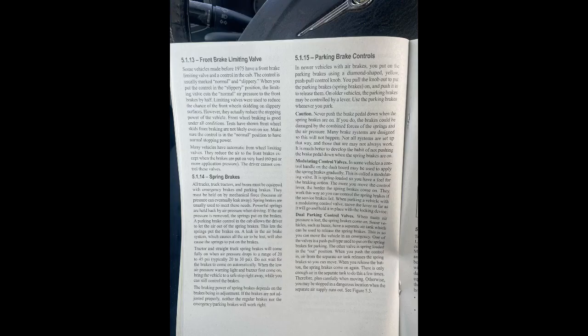5.1.13 Front brake limiting valve. Some vehicles made before 1975 have a front brake limiting valve and a control in the cab. The control is usually marked normal and slippery. When you put the control in the slippery position, the limiting valve cuts the normal air pressure to the front brakes by half. Limiting valves were used to reduce the chance of the front wheels skidding on slippery surfaces.